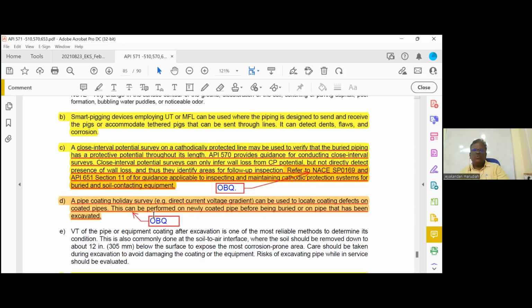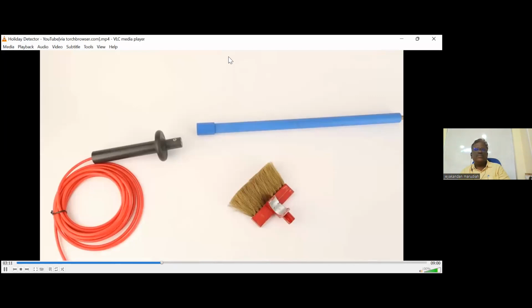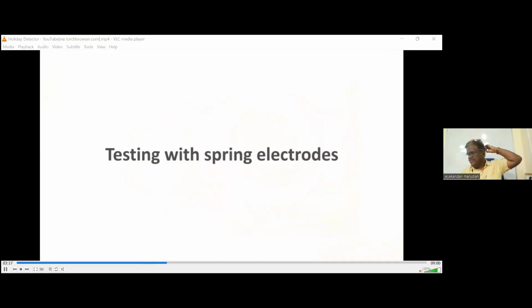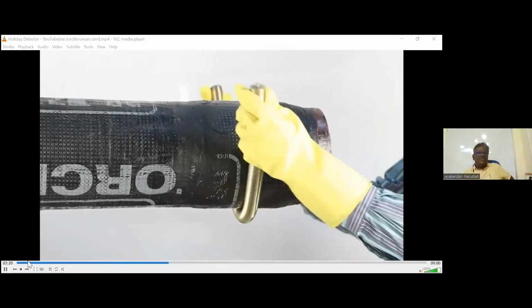Direct current can be used to locate coating defects on the coated pipe. This can be performed on a newly coated pipe before being buried or once the pipe has been excavated. So another one is called holiday survey, but the holiday surveys we cannot do from the ground. So how is the holiday survey conducted? So this is a holiday survey. The spring electrode: a holiday detector can be used with a brush or spring electrodes. Testing with spring electrodes has the advantage of fast testing.